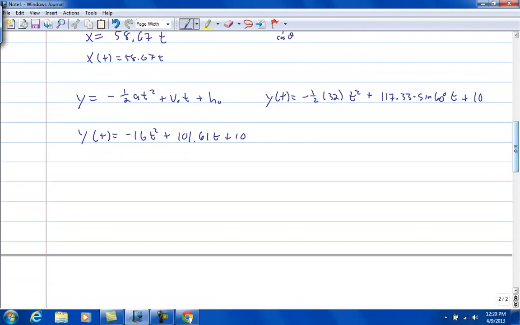And then to sketch a graph of this, we could put this in our calculators under the parametric, or we can plot points. In fact, it might be easier to plot points if I put this in there under the parametric part, and I can go over to the table mode. So I'm going to do 58.67t, and then I'll do negative 16t squared plus 101.61t plus 10.